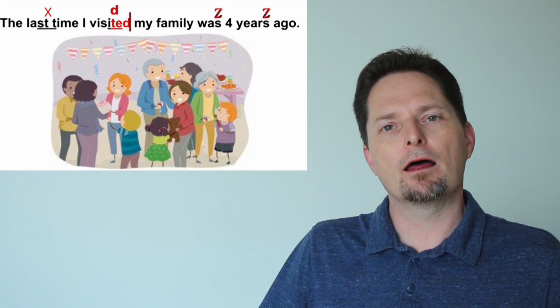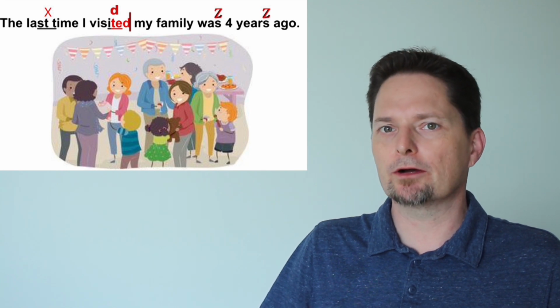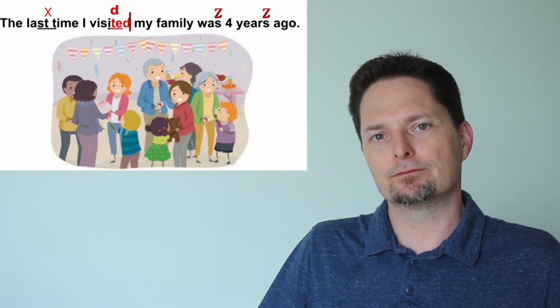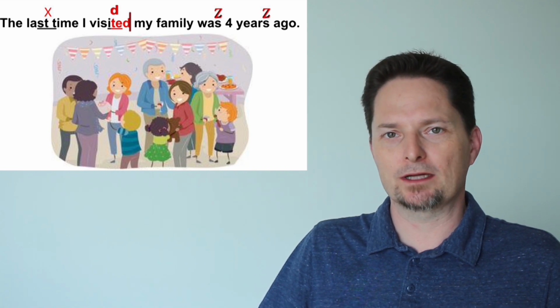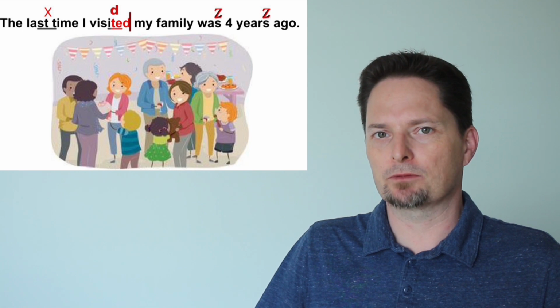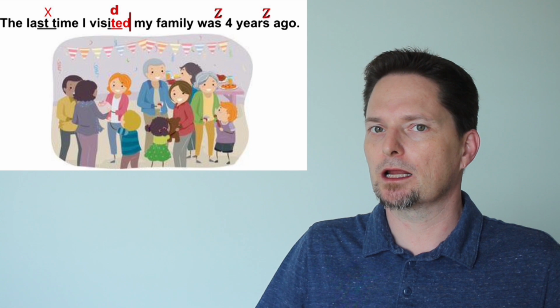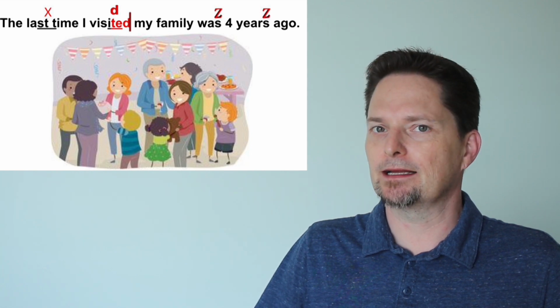Next example. The last time I visited my family was 4 years ago. The last time I visited my family was 4 years ago. Visit. In the present, visit. But we use the stop T in present and we say visit. Stop the air, visit. In the past, visited.